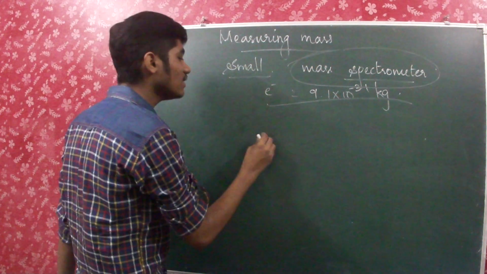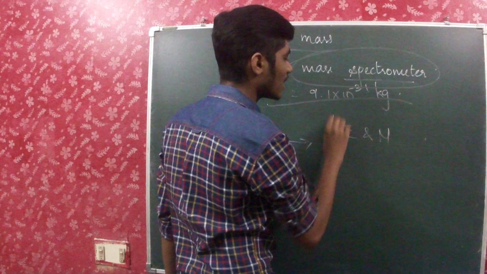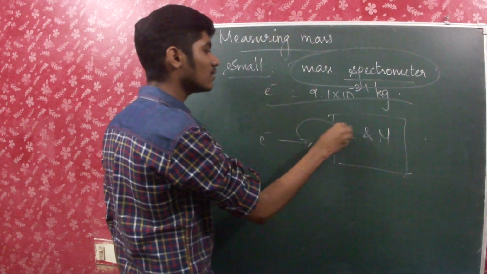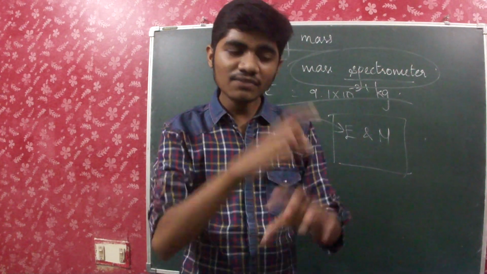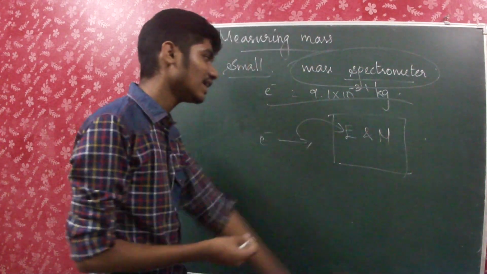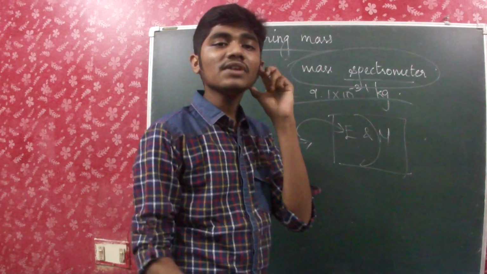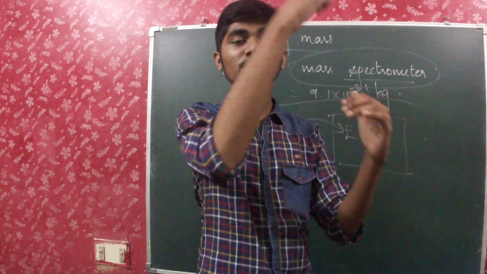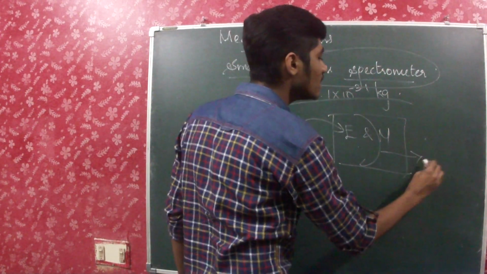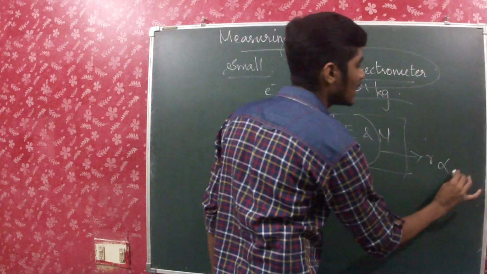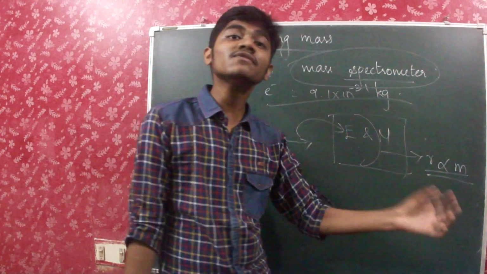It's an instrument where you are sending an electron into an area which contains both electric and magnetic field. As soon as it enters, it will exhibit a trajectory motion, like a projectile motion, a curve. If you find the radius of this trajectory, it will be directly proportional to the mass of the particle. So this is how they measure the mass of very small particles.